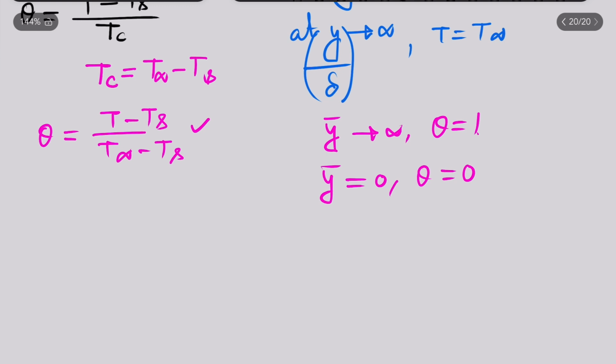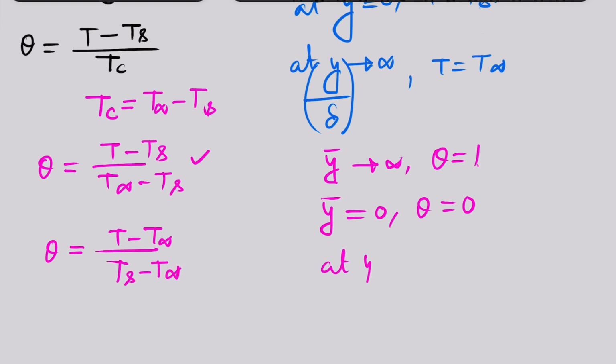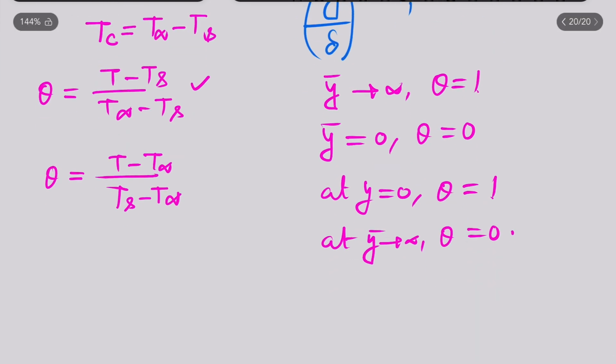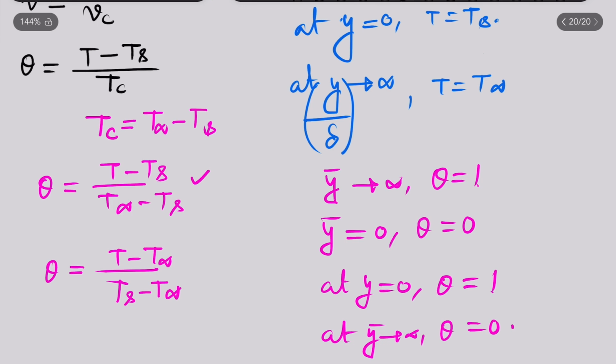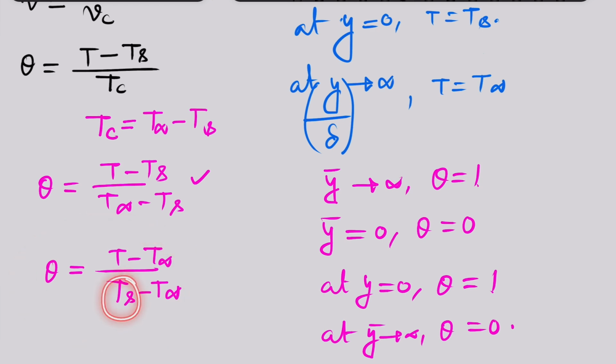But let us take any other combination. If I take T minus T infinity and Ts minus T infinity, that means at y bar equal to 0, my theta will be 1, and at y bar tends to infinity, my theta will be 0. So this is also a very good choice of theta, because both of them are making my life simple. But I will choose this one. And why this one? Because my Ts is greater than T infinity, that is why this Ts minus T infinity will always be positive.